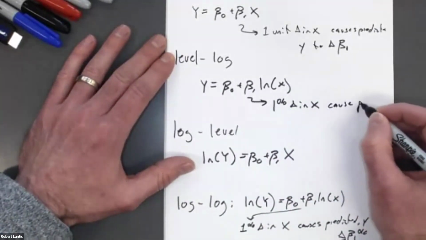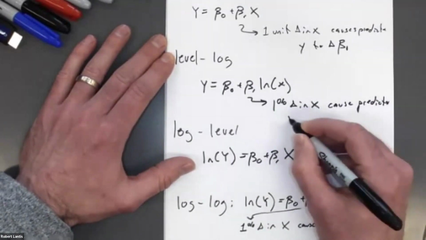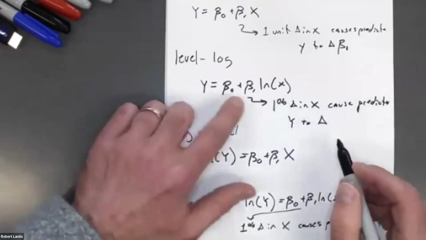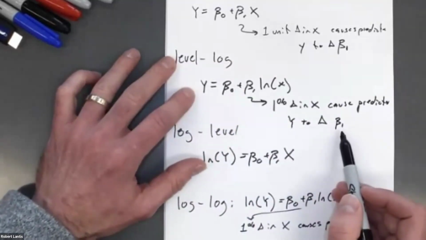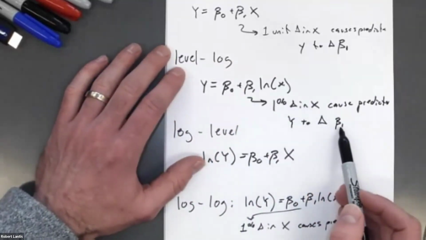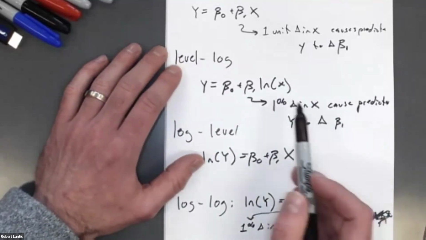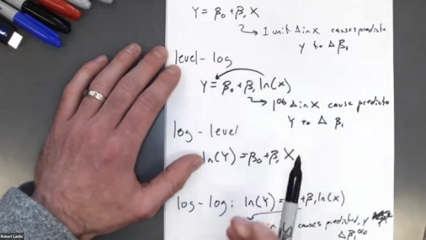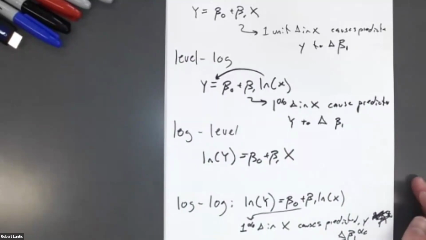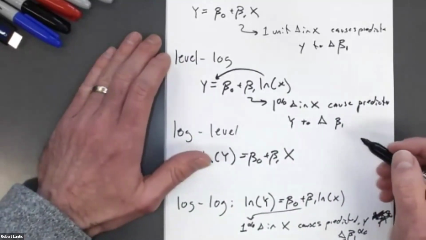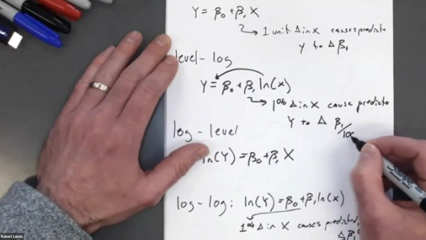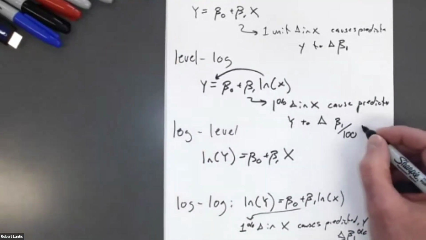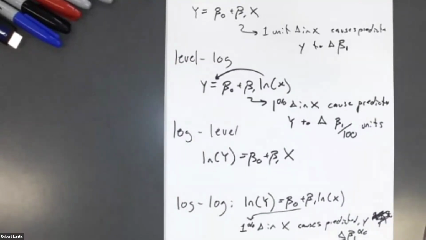So now the interpretation of beta 1 here is going to be a 1% change in X will cause my predicted Y to change by what? It won't just be beta 1. Now, notice Y is still in units, right? So I have a percentage change in X is going to cause a unit change in my Y variable. If I'm going from a percentage to a unit or decimal form, what would I do? So how do I convert a percentage into a probability? I would divide by 100. So the change in Y is beta 1 over 100 units.